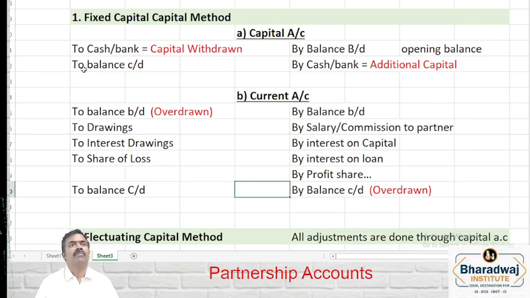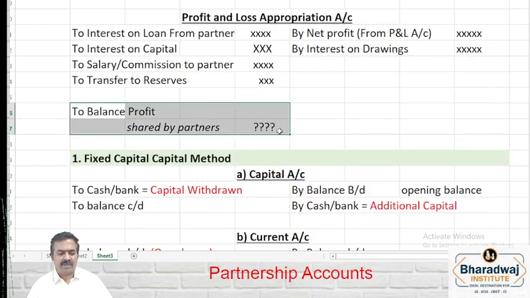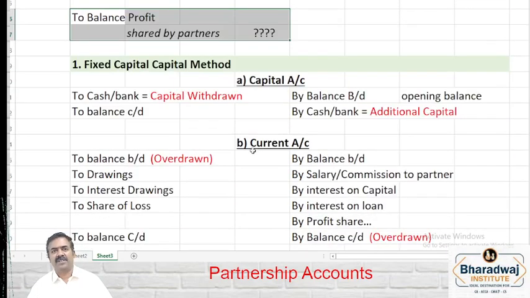If there's a net loss, it will be having a credit. Share of profit will be share of loss now, by share of loss.